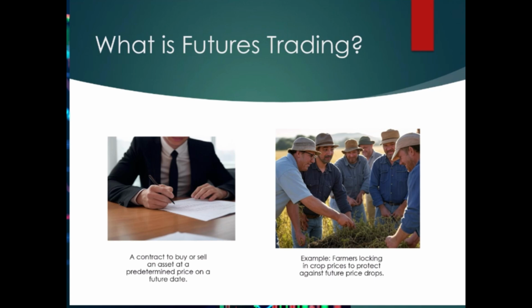So why do people trade them? There are two main reasons: to manage risk and to speculate. To manage risk, you're locking in prices today, and to speculate just means you're betting on where price is heading. We'll talk more about these two groups, hedgers and speculators. For now, just remember that futures trading means you're locking in today's prices for tomorrow.